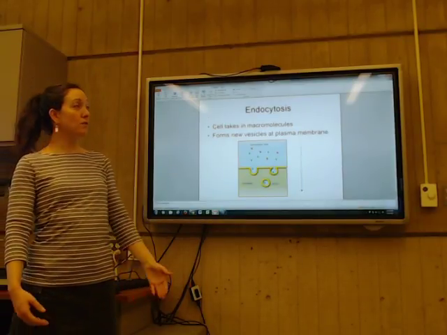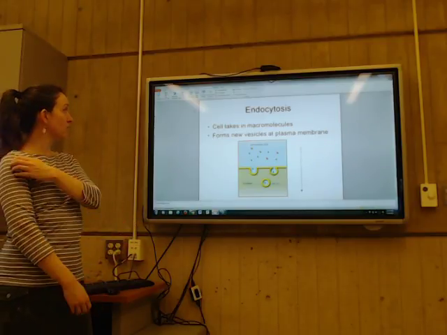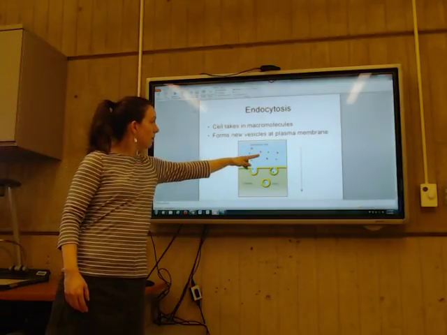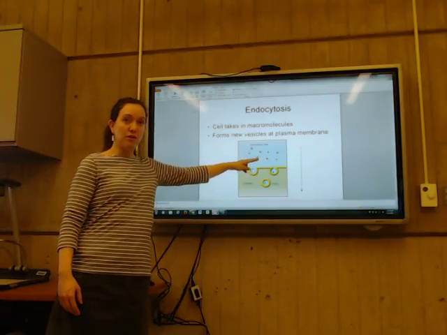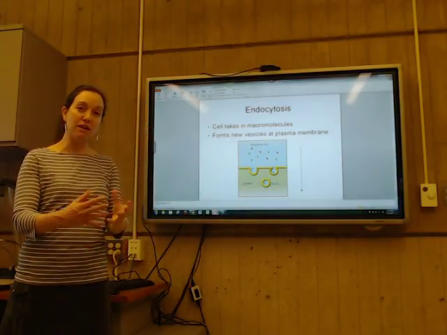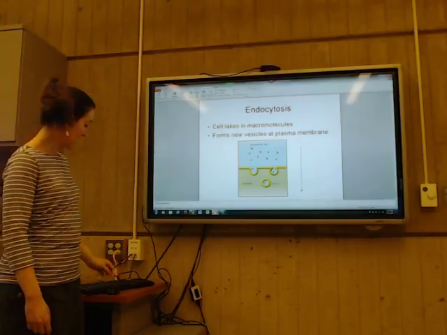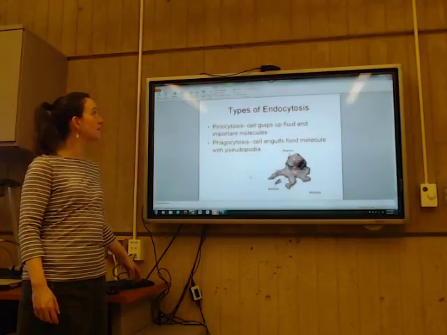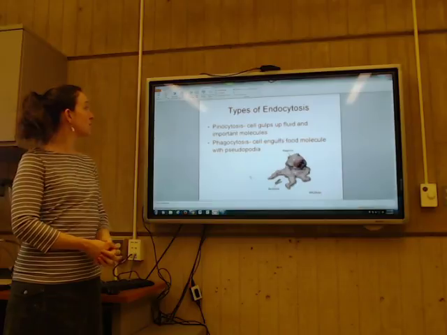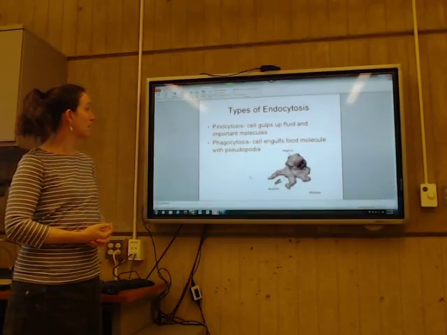Endocytosis is when substances enter the cell. Endo means into or entering, and here the cell takes in macromolecules. This picture shows molecules outside the cell, and when they come in contact with the plasma membrane, a vesicle forms at the membrane and brings those molecules into the cell. Endocytosis. Cyto means cell. There are a couple different types of this. Pinocytosis is when a cell engulfs fluid and also macromolecules.